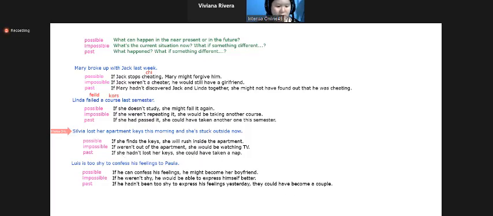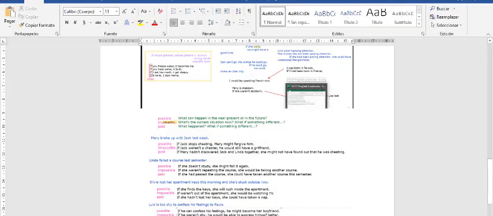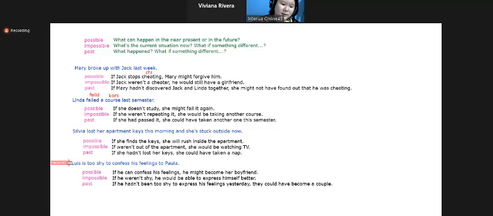Luis is too shy to confess his feelings to Paula. If he can confess his feelings, he might become her boyfriend. If he weren't shy, he would be able to express himself better. If he hadn't been too shy to express his feelings yesterday, they could have become a couple. Very good. Any questions?